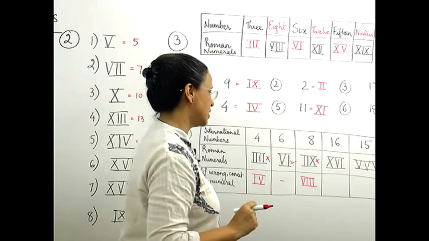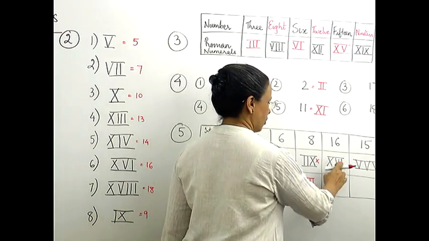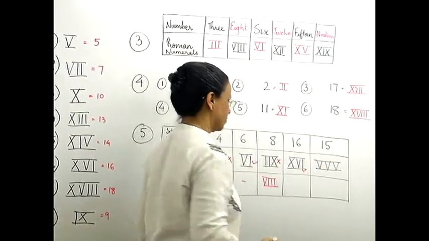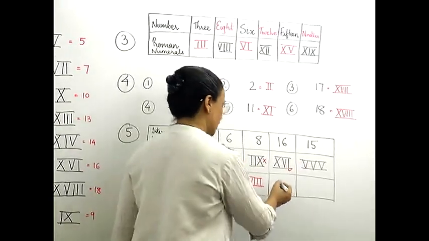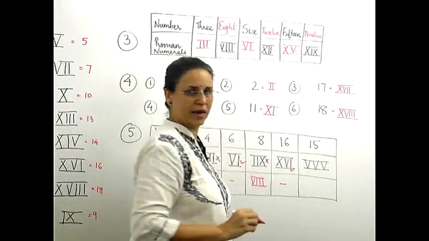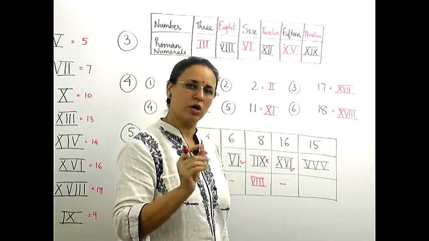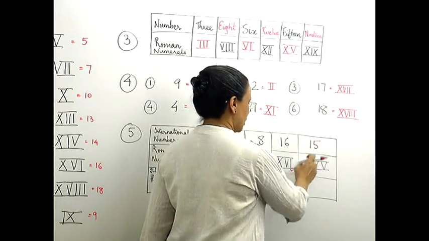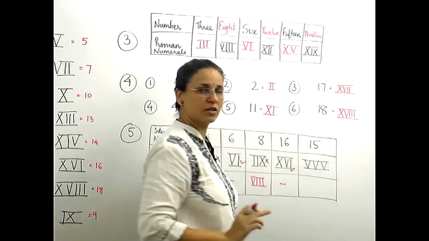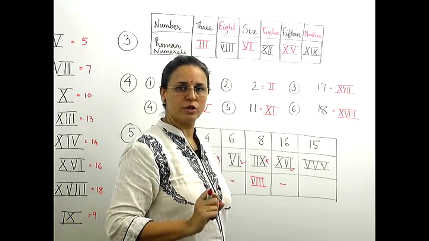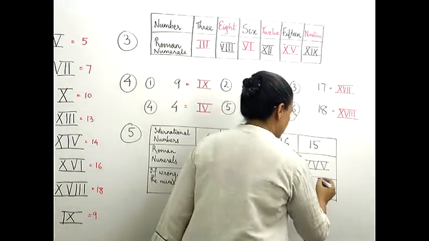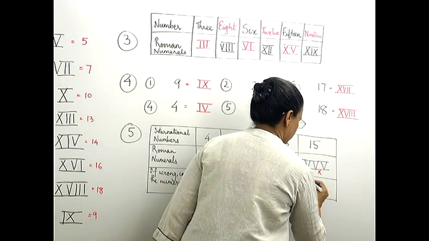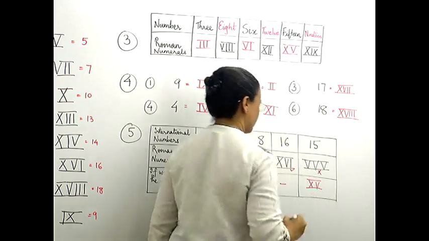Next one, 16. 10 plus 5 plus 1 gives us 16. So this one is correct. So we don't need to write below that. You can just leave it blank. Okay, मैं dash लिख रही हूँ, आप वहाँ पे कुछ भी नहीं लिखे तो भी चलेगा. Now 15 के लिए 5 plus 5 plus 5 ऐसे तरीका नहीं था. What was the method of writing 15? This was wrong, we had to put 10 plus 5 gives us 15.